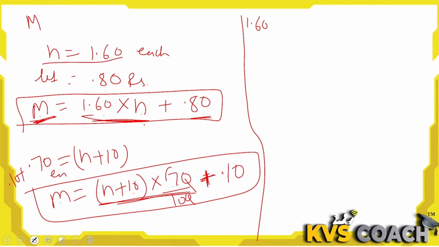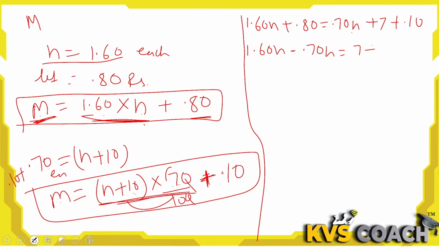So 0.60n plus 0.80 is equal to, we are multiplying this also, 0.70n plus 7, 0.70 into 10 is 7, and then plus 0.10. Okay, this is the value. Now I will take the n values to one side. 1.60n will be here, minus 0.70n, and this is 7 plus 0.10, and the 0.80 will be here minus.